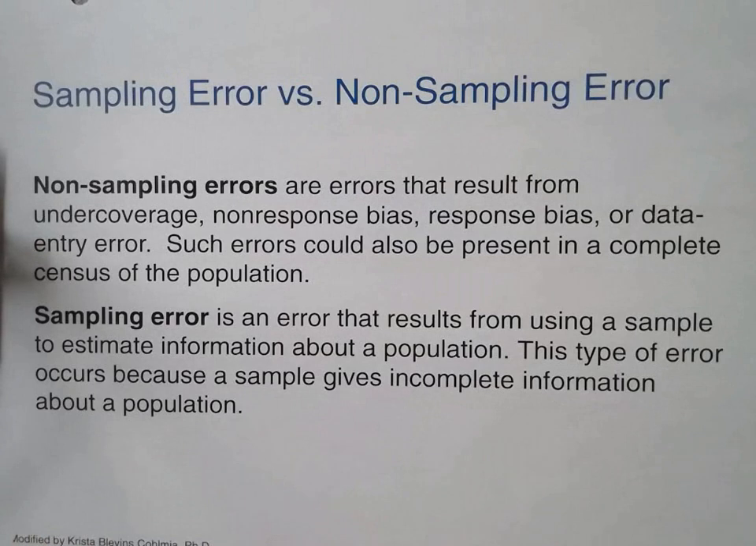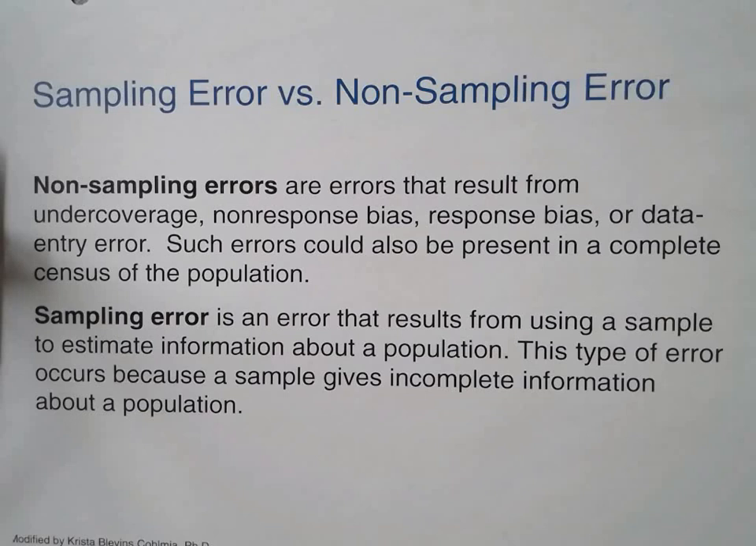We're going to talk about sampling error in detail as we move into later sections in our course. Non-sampling errors are errors that result from undercoverage, non-response bias, response bias, or data entry error. Okay, so here I'm using the word error and not bias. So sampling bias is when you have not allowed every portion of your population to be considered for the sample. That's sampling bias. But sampling error is the result.